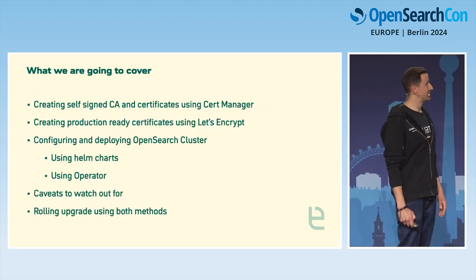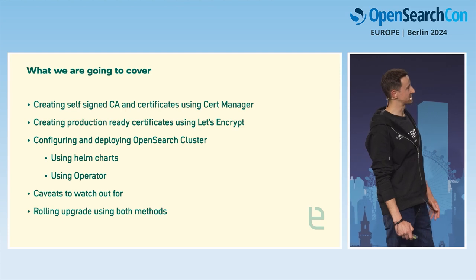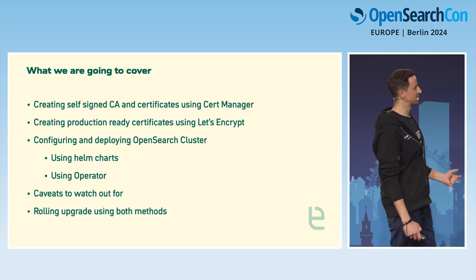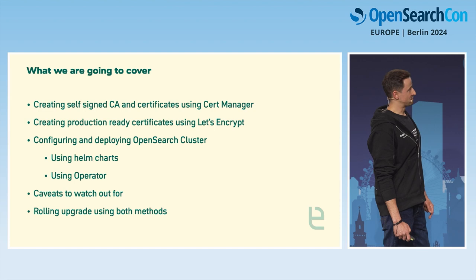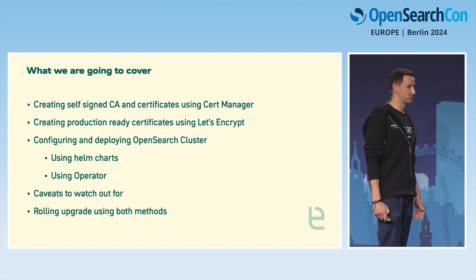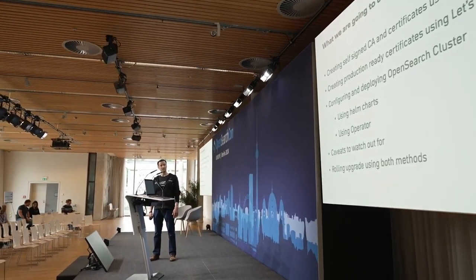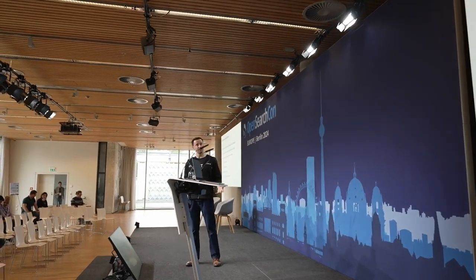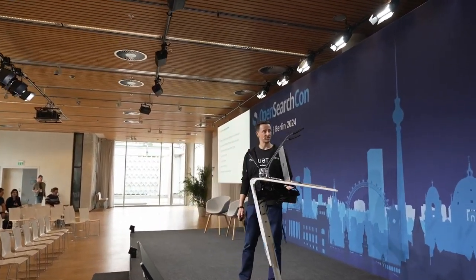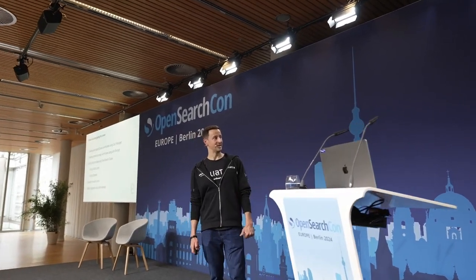What we will be covering today. So, creating the self-signed certificates using CAs and cert-manager, creating production-ready certificates using Let's Encrypt. I'm pretty sure we're all familiar with Let's Encrypt. If not, I will say a few words about it, but I think it's amazing technology. And we're going to configure the OpenSearch cluster using Helm Charts and Operator and run it in EKS. We're going to go over some caveats and some data operations like rolling updates. There's quite a bit of a difference between the two, and some are rather important.